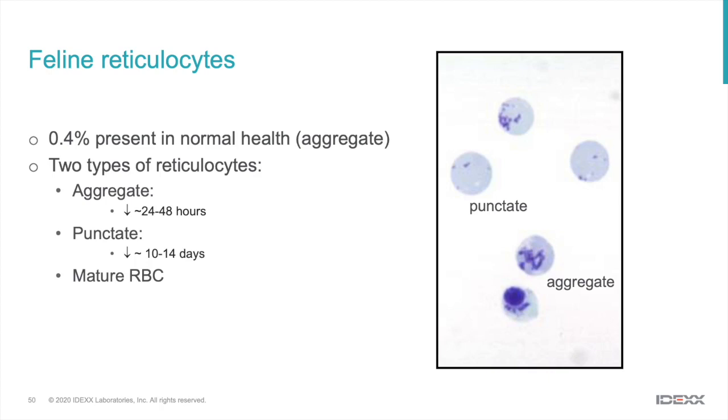However, in the cat, the transition from the aggregate to the punctate is relatively short, within a couple of days, but the punctates stay in circulation for a pretty long time, at least 10 to 14 days, and some people even say up to 21 days. Most people ignore the punctate response, thinking that the aggregate is actually the best measure of a recent bone marrow response in sending those immature cells into circulation. That's wrong, and we'll try to explain why in just a few slides.